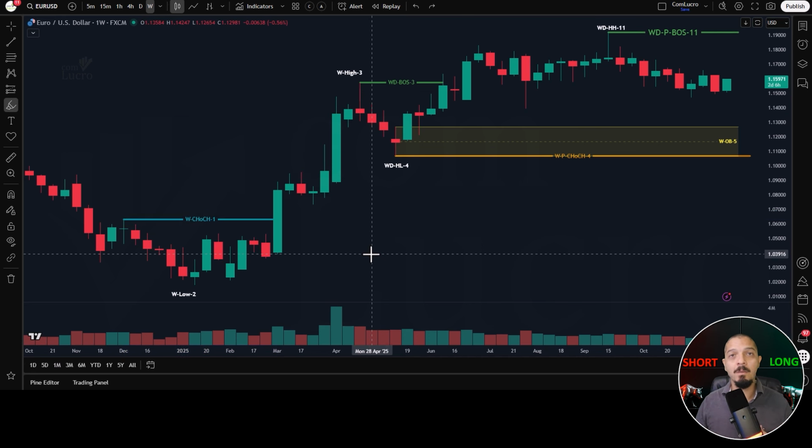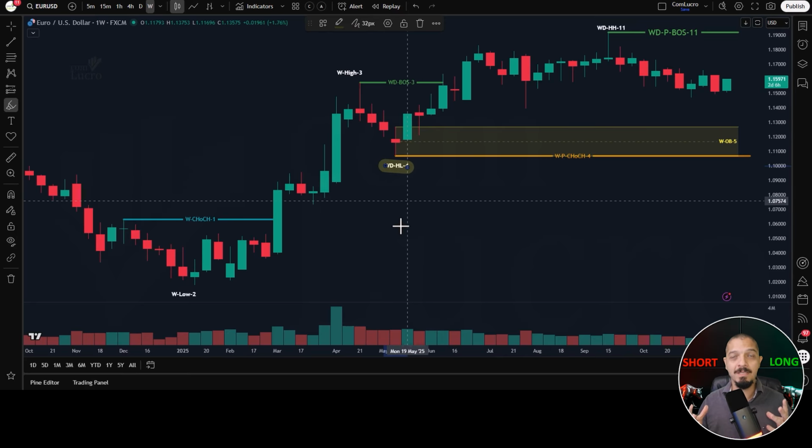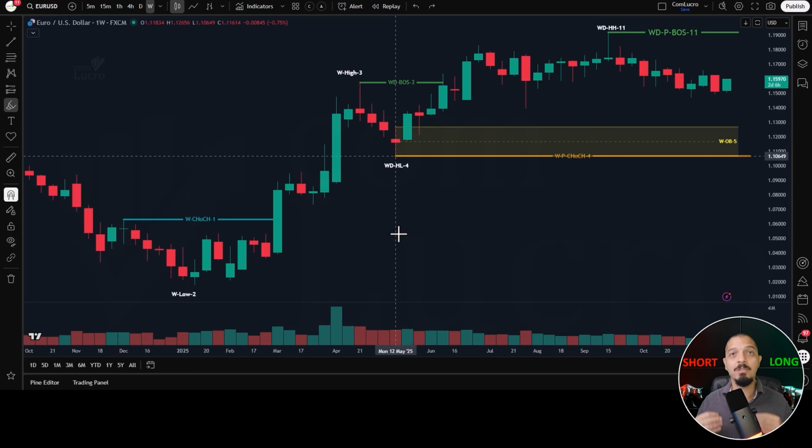Before we move further, one quick clarification. When you see the label weekly daily on the chart, it means that the same price point represents structure on both the weekly and the daily time frame. Later on, when we analyze the daily chart, this will become very clear. For now, let us stay focused on the weekly structure.